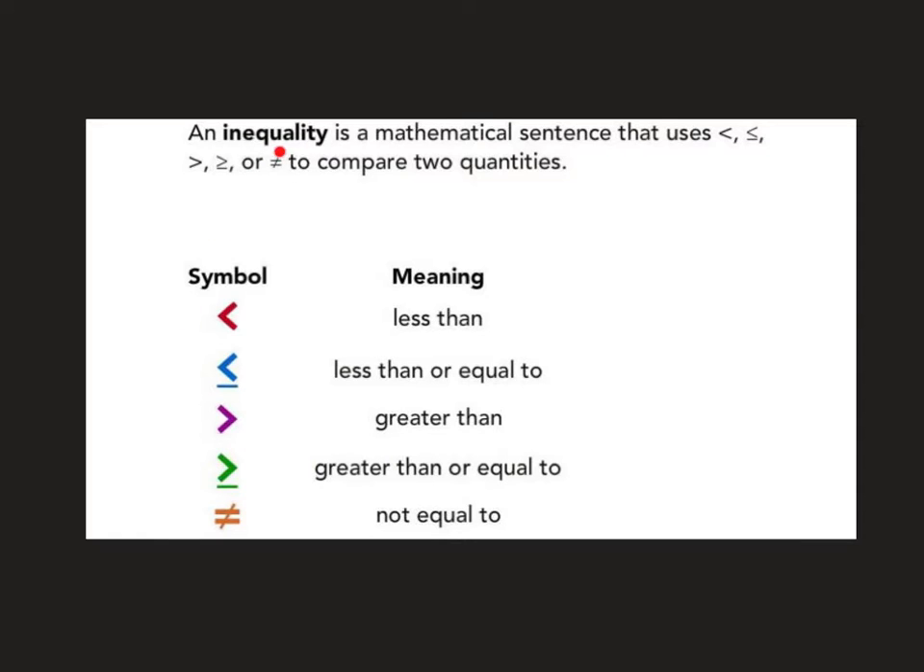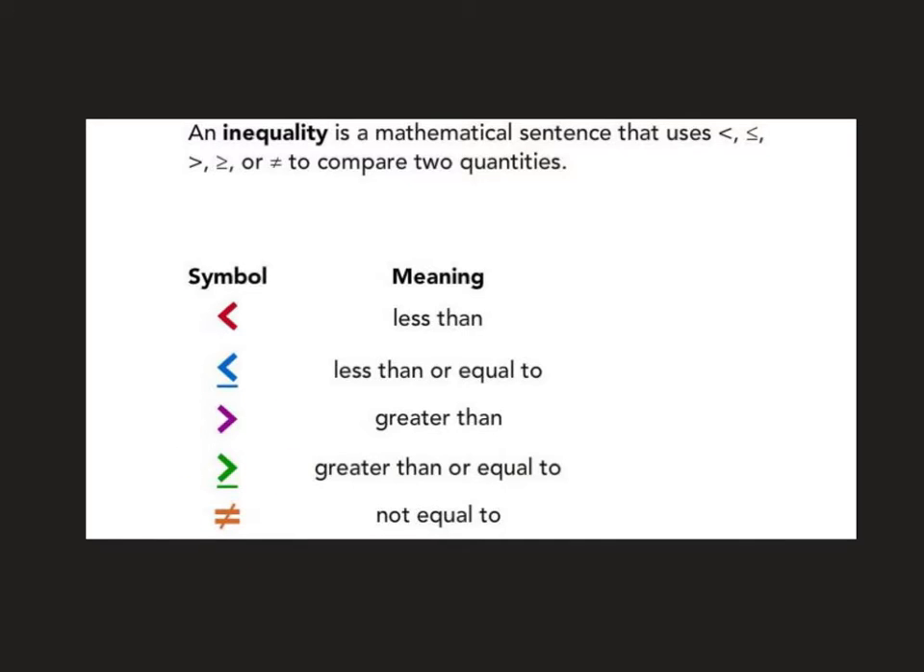An inequality, and if it's unequal, so to speak, then that means that something isn't equal. The thing itself is called an inequality. An inequality is a mathematical sentence that uses less than or equal to, greater than or equal to, or does not equal, to compare two quantities. And you see the symbols down here.